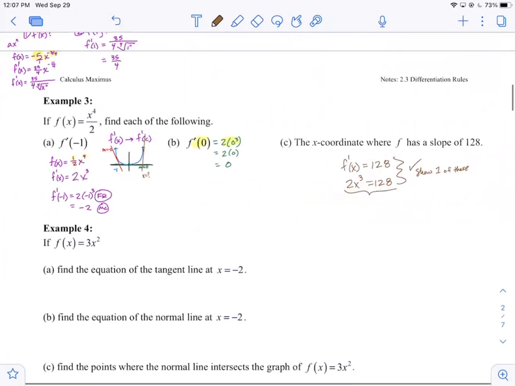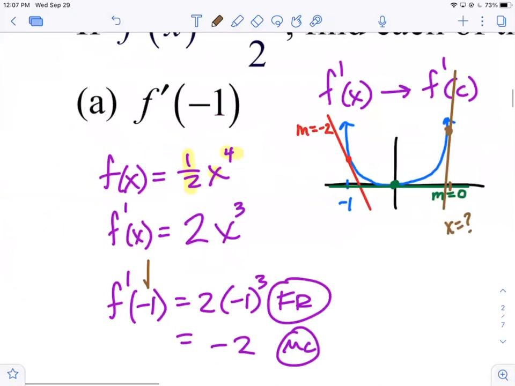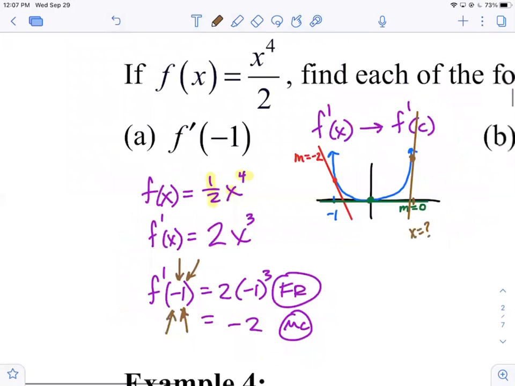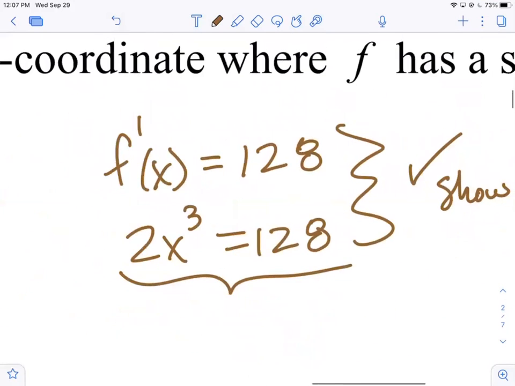You always need to show what it is you're plugging in, right? Like f prime of -1 versus f prime of x. And then you always need to show the equation you're solving.